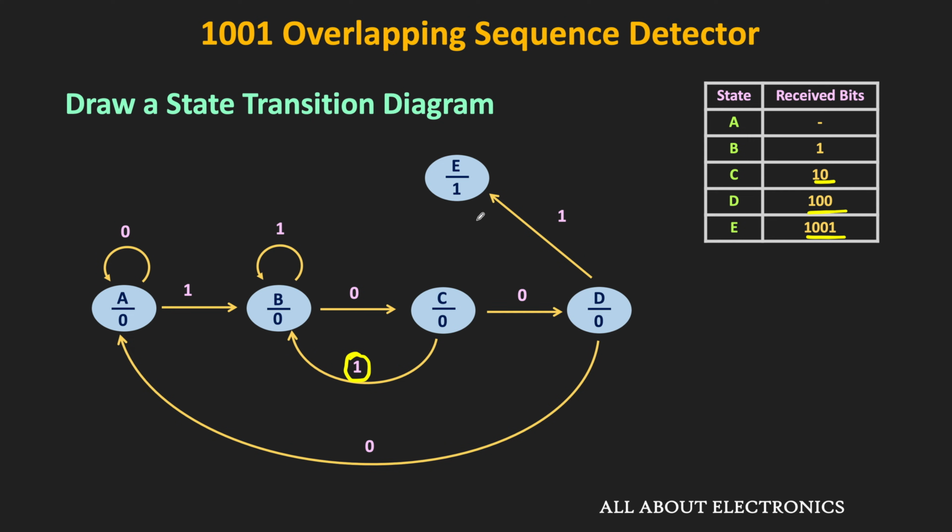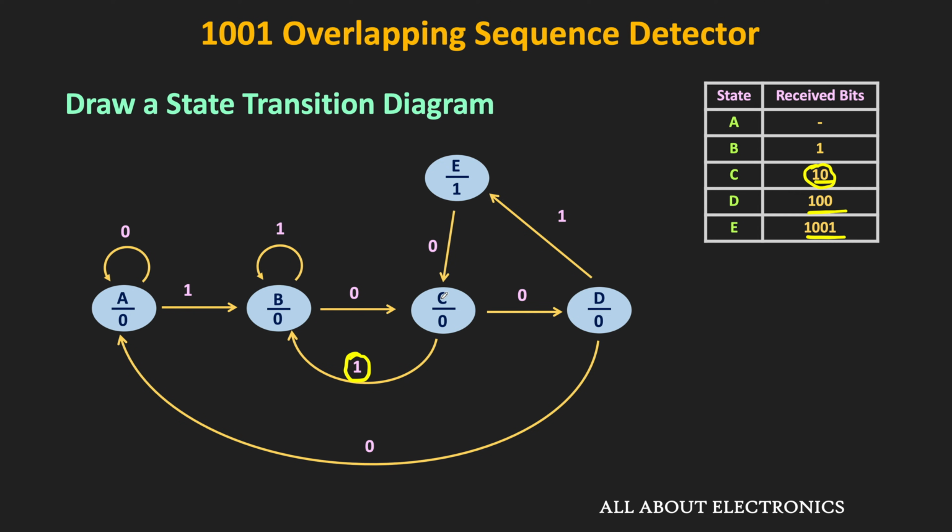So as we have discussed in the previous video, in the overlapping sequence detector, the last few bits of the sequence can be the first few bits of the new sequence. And therefore, this last received 1 can be the first bit of the new sequence. So now in this E state, depending on the next received bit, the machine will go to either the B state or the C state. So if the new received bit is 0, then the machine will go to the C state. Because when it receives the 0, it means that the detector has received the 2 correct bits in the sequence, and therefore it will go to the C state.